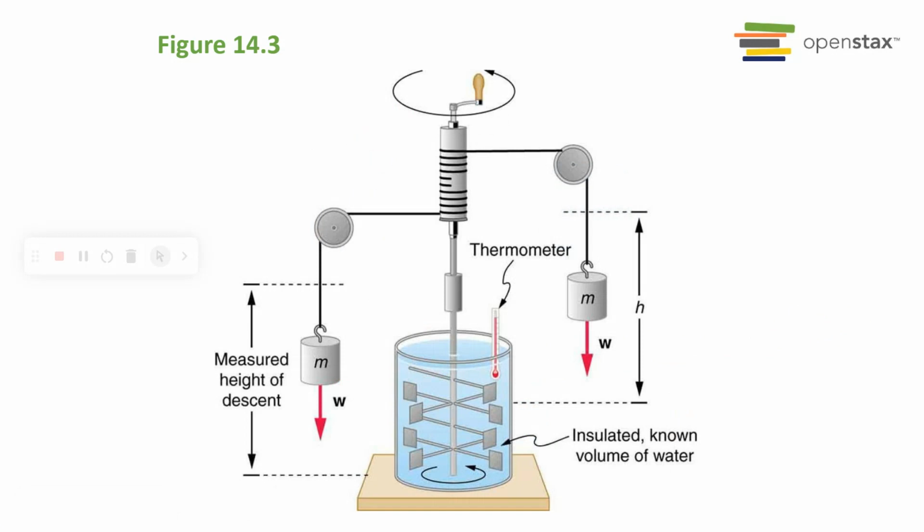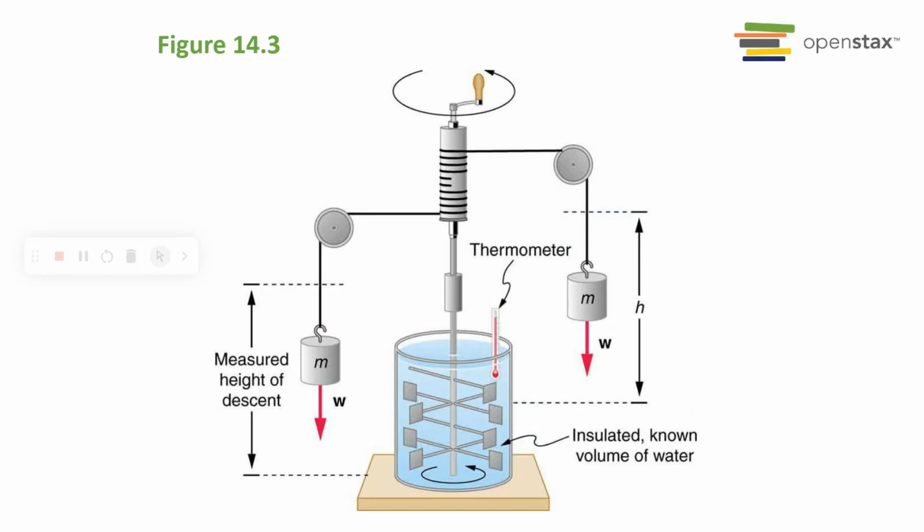Gravitational potential energy, work done by gravitational force, is converted into kinetic energy and then randomized by viscosity and turbulence into increased average kinetic energy of atoms and molecules in a system, producing a temperature increase.